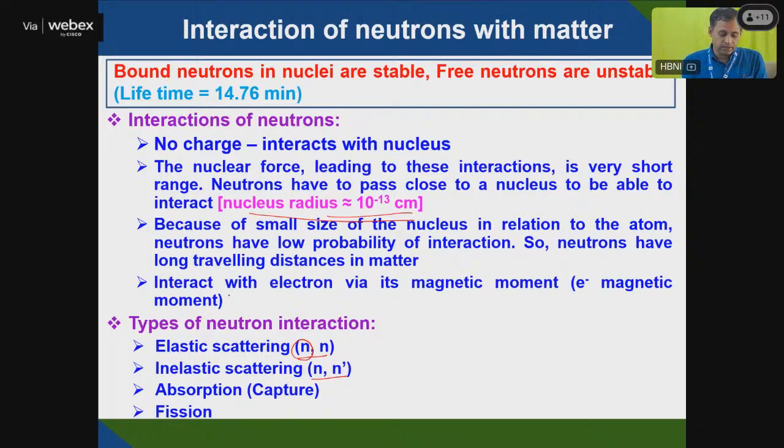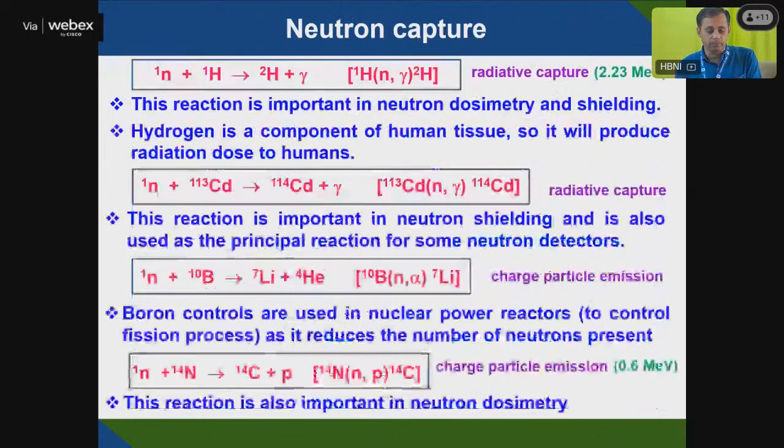But it interacts with electrons by magnetic moment. As I told, like the electron, neutron has a magnetic moment, so it will give you information about magnetic properties.